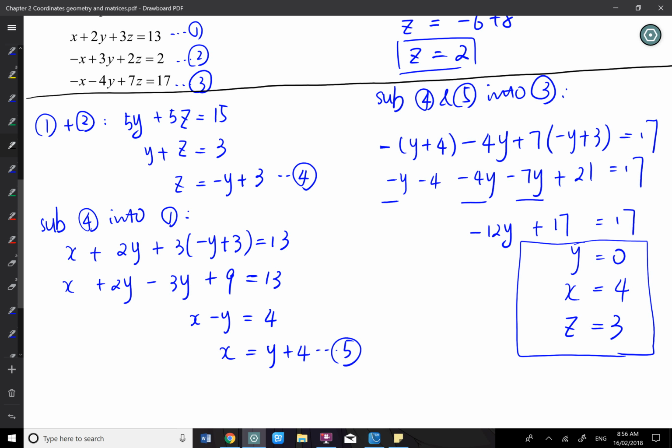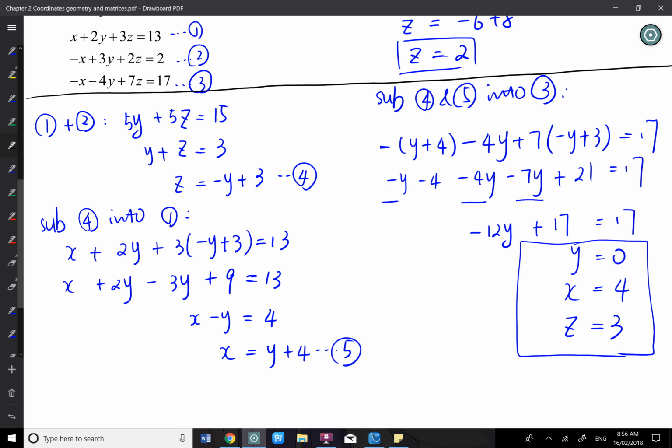Any questions? There's more than one way to solve for it. You can use another way to do it. At least you need to know how to write the matrix. Okay, that's the minimum requirement. You need to know how to write the matrix and how to solve the matrix on the calculator.